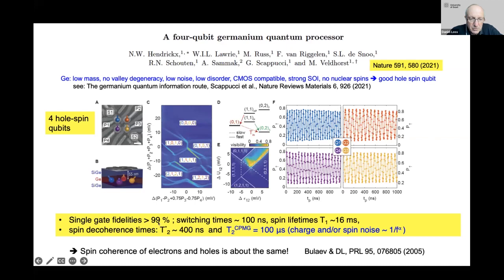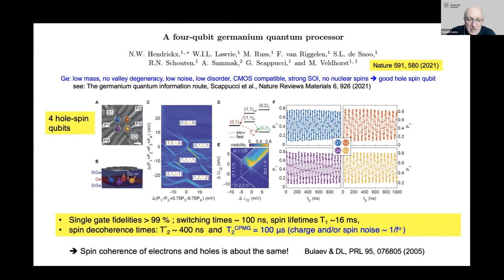It was also possible to get very high single-qubit gate fidelities, more than 99%, switching times on the scale of 100 nanoseconds and so forth, and coherence times of several hundred nanoseconds. With CPMG, that means dynamical decoupling, it was possible to push the coherence up to hundreds of microseconds.